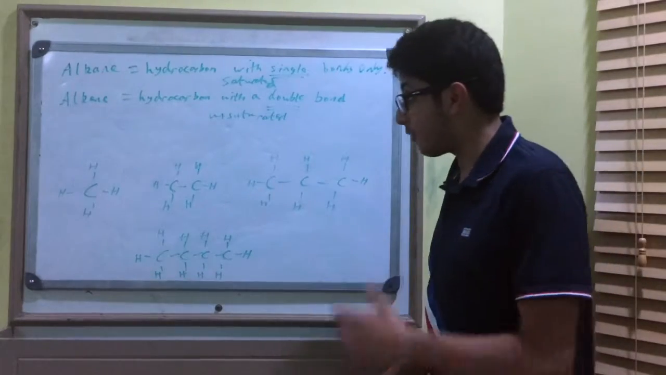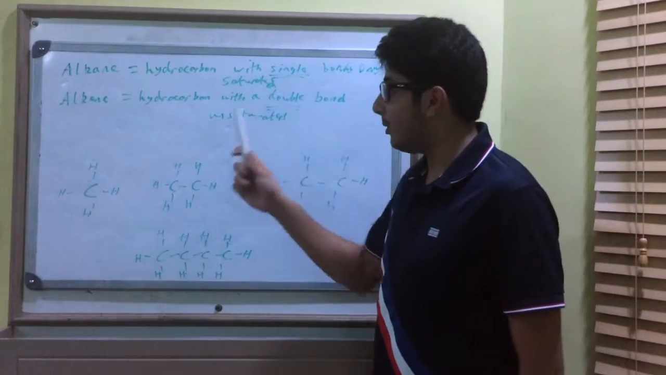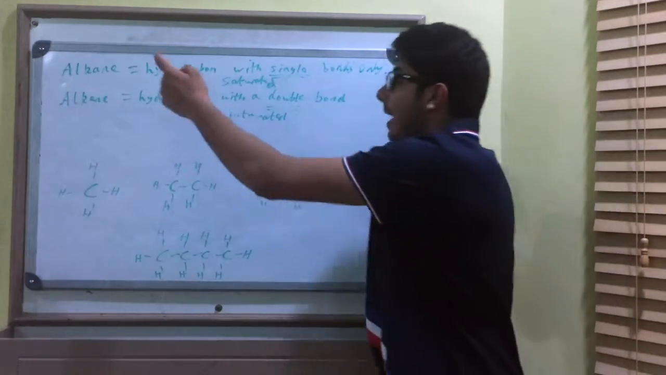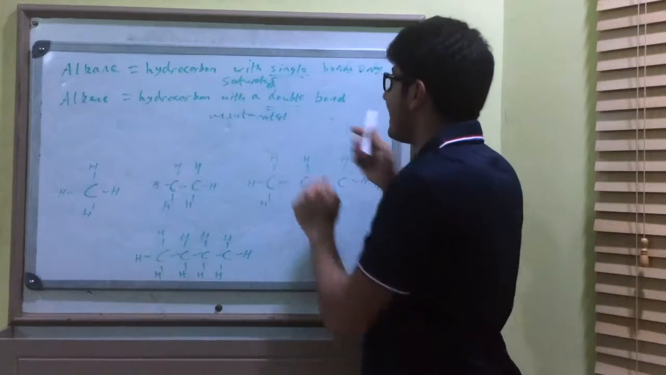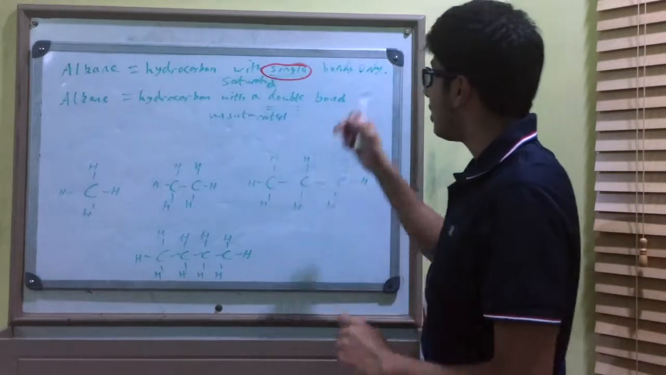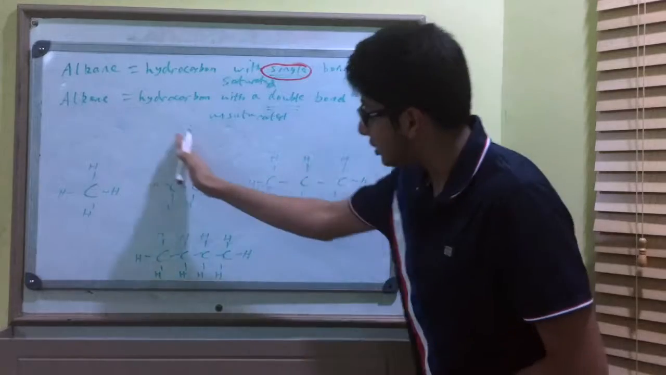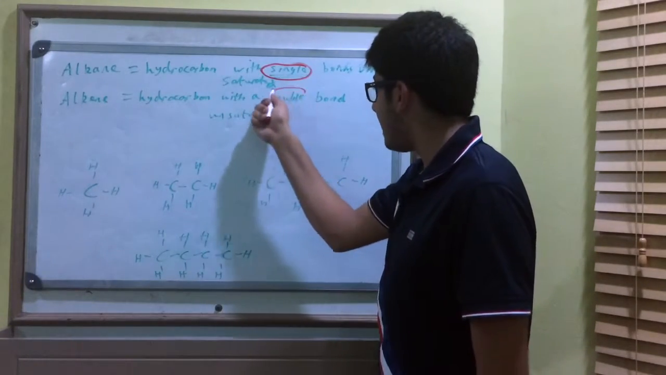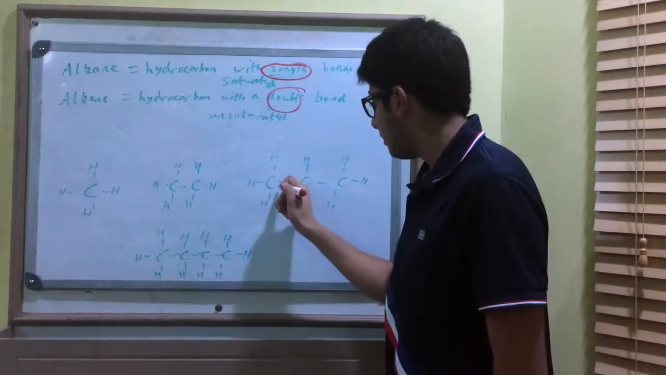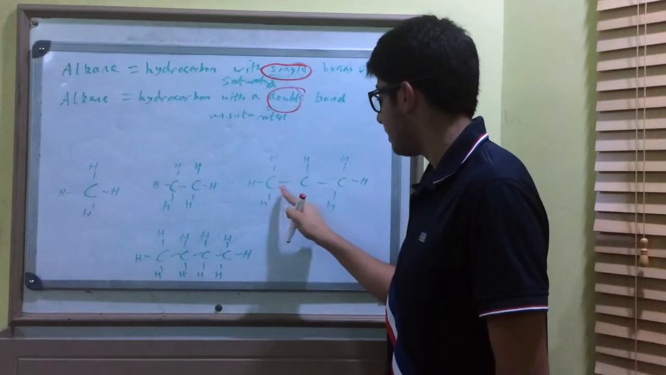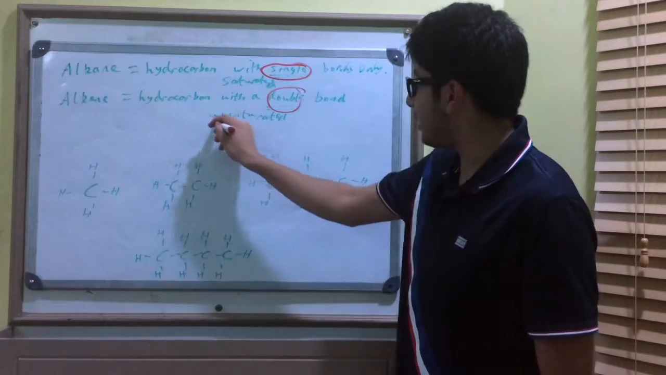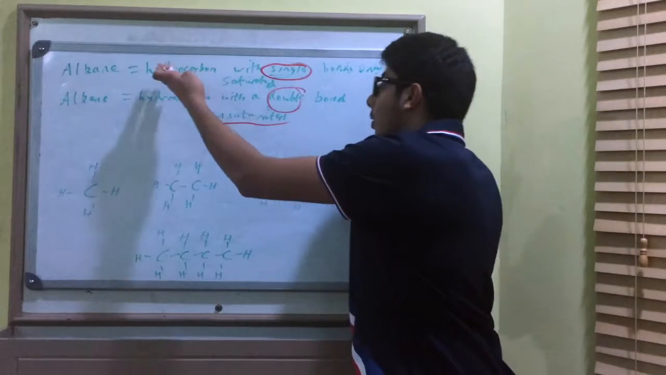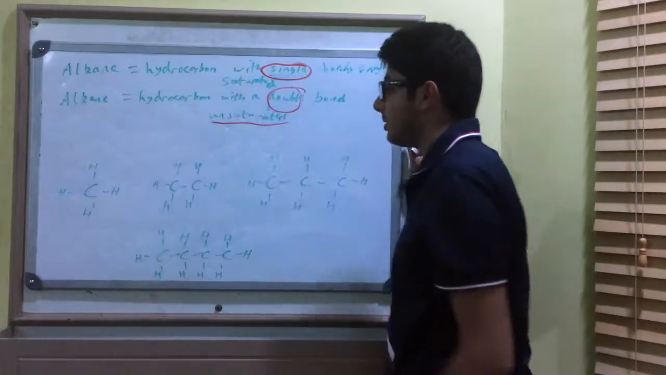Okay, before we go any further, you need to know what is the difference between an alkane and an alkene, because students usually muddle them up. An alkane is a hydrocarbon with single bonds only, such as these hydrocarbons. An alkene is a hydrocarbon with a double bond, like that. Alkenes are unsaturated. What does unsaturated mean? It means you can add something to the double bond, whilst alkanes are saturated.